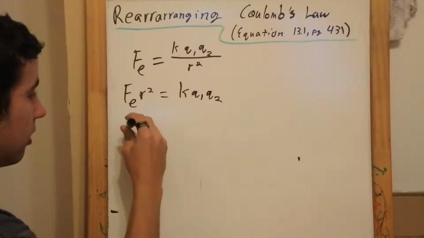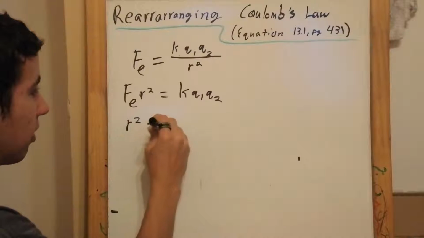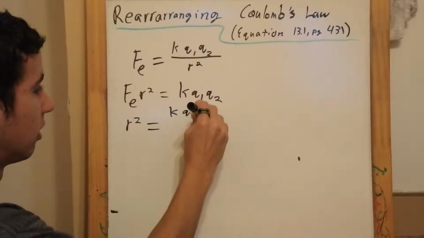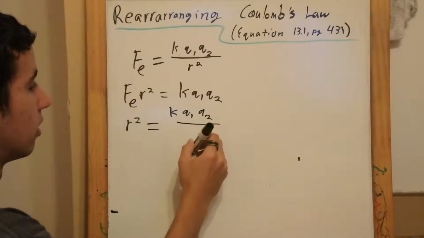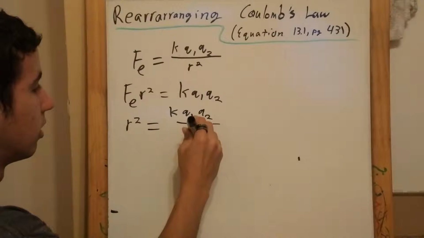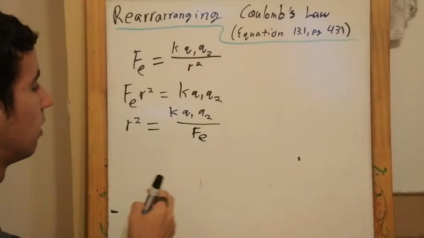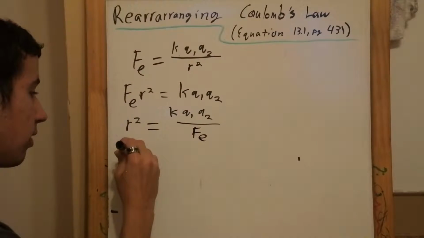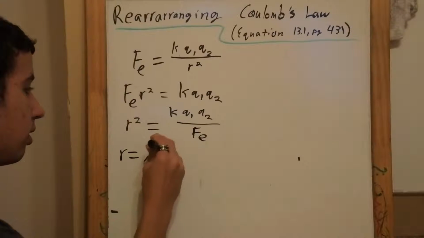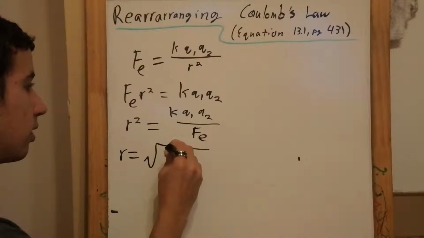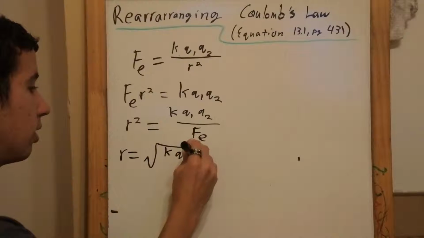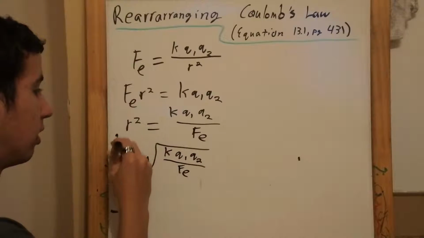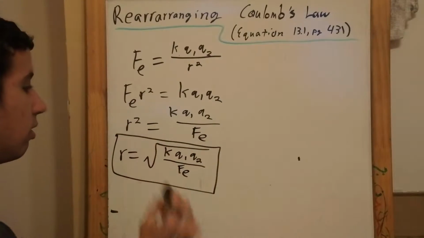Now to isolate R, simply divide both sides by electrostatic force, which is Fe, so Q2, and then Fe comes on the bottom. And now to get rid of the exponent, I just take the square root. So we have R is equal to square root of K times Q1 times Q2 divided by Fe. And that is your derivation.